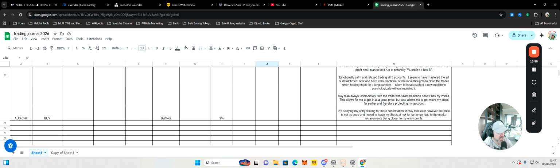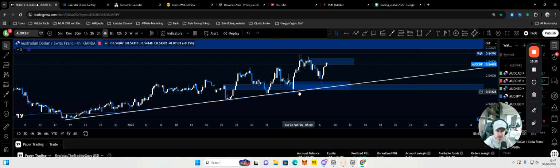This is pretty much the same, so we'll come down here. The key takeaways. Immediately take the trade. Excuse me, I'll fix these typos later, I was just in a rush typing. Key takeaways from this. Immediately take the trade with zero hesitation once it hits my zones, okay? So once it hits my zones here, you enter that trade with zero hesitation.